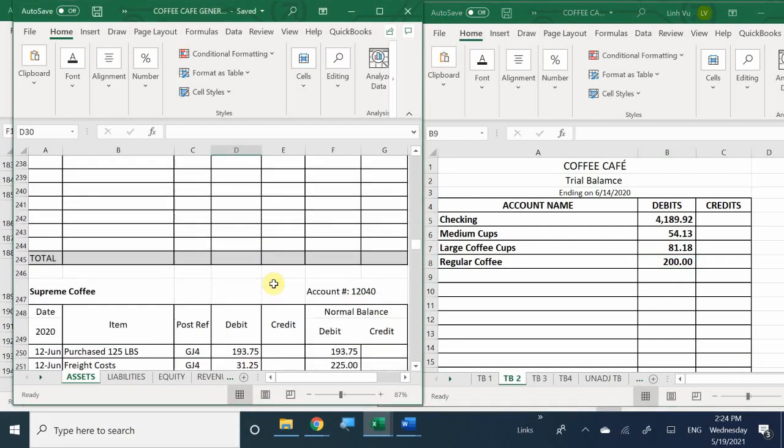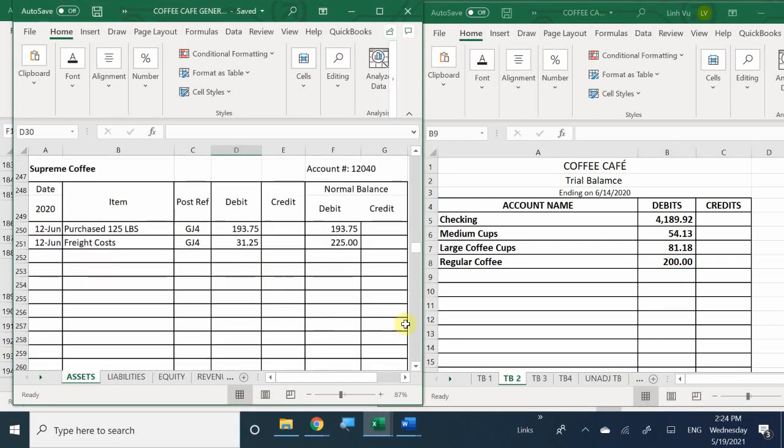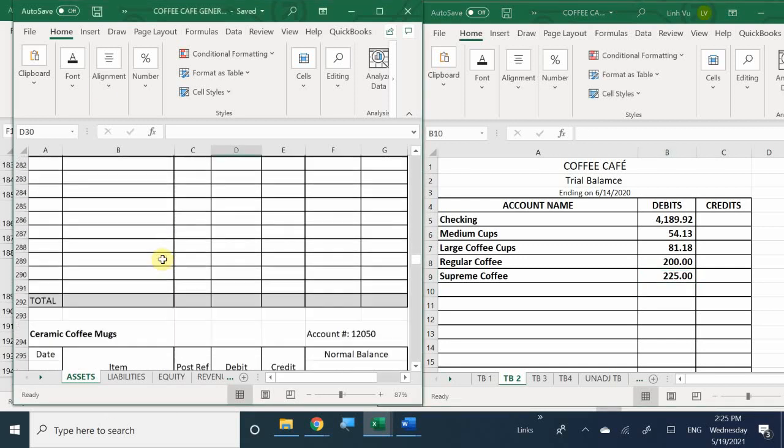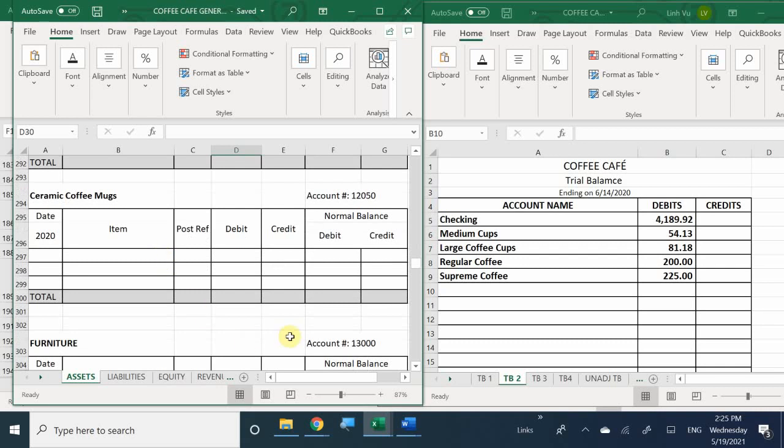There are a lot of transactions that are going to be dealing with regular coffee. What about my supreme coffee? $225. Okay. Do we have ceramic coffee mugs? Not yet. We do have them, it's just not converted into inventory yet.